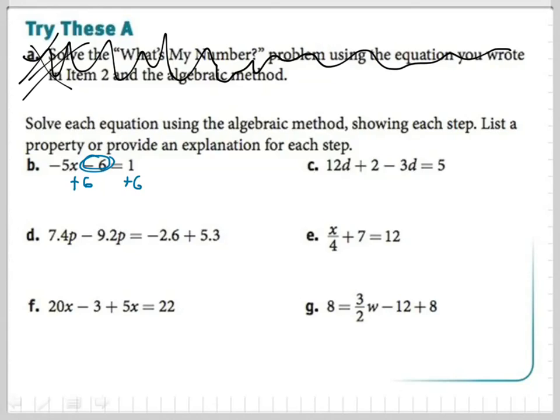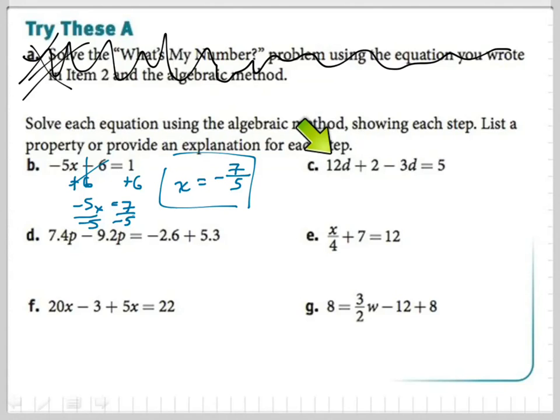And what is negative 6 plus 6? You guys know that? Yeah. Well, it's like they go away. It's 0. Because they're inverse operations, they go away. So I have negative 5x equals 7. And this is where some of you guys got scared, because you knew that the opposite of multiplying is dividing. So you would divide by this. But then you got a fraction. That's okay. Just leave it like that. Negative 7 over 5 is your answer right here.